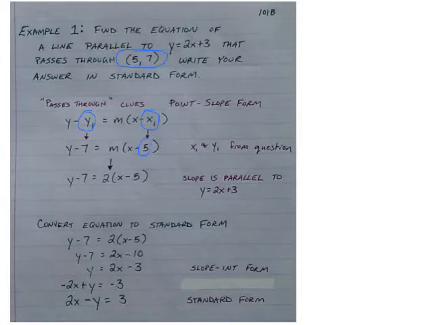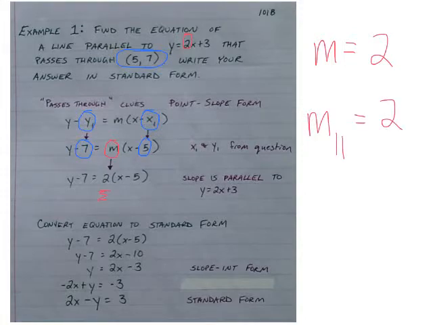x1 is 5, y1 is 7. And then I need to find my m. And if the line is parallel to y equals 2x plus 3, where m is 2, then m of our parallel line will also be 2. So we can plug that in here. And we now have our equation in point-slope form. And this would be a decent spot to stop, except the problem asks us to write it in standard form. So I'm going to convert the equation to standard form.